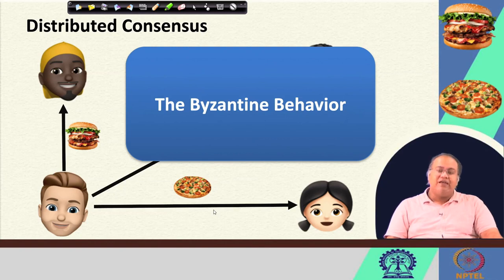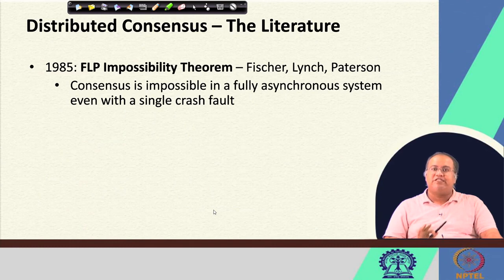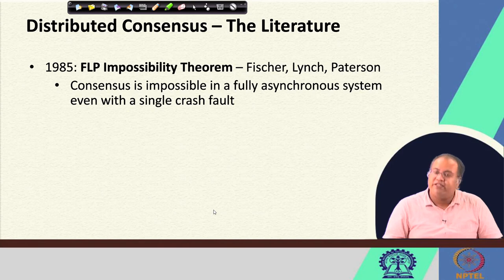Well, but today just try to get a highlight about how the literature of this distributed consensus has evolved over time. So, this idea of distributed consensus mostly started in the 1980s. Around 1985 there was a very popular theorem published by Fischer, Lynch and Patterson, which is called the FLP impossibility theorem, a very fundamental theorem in distributed systems. FLP comes from the first letters of the names of the three inventors, Fischer, Lynch and Patterson.